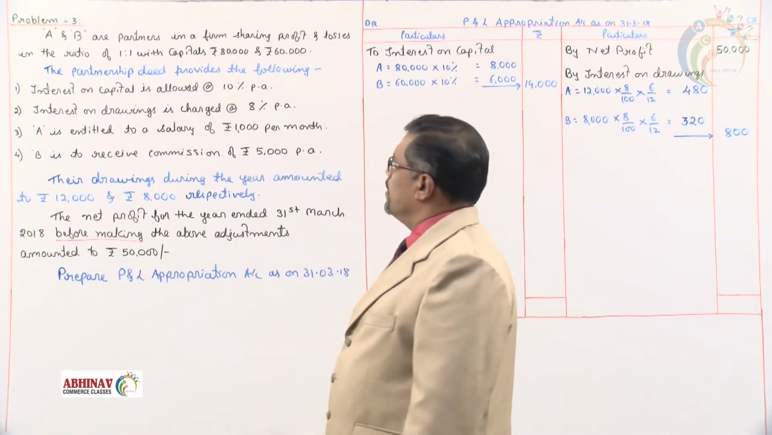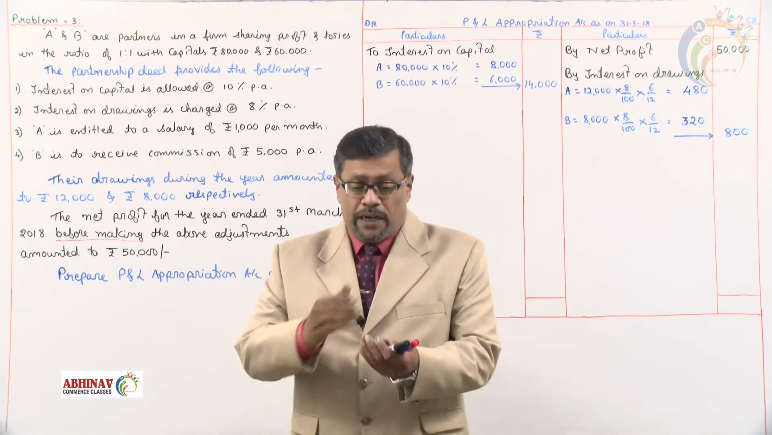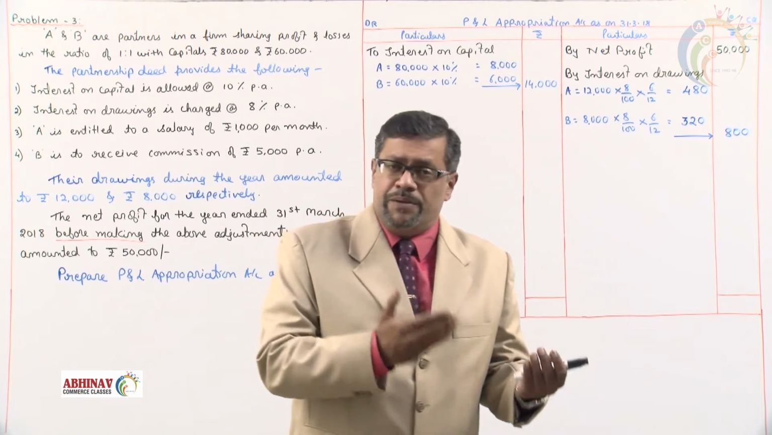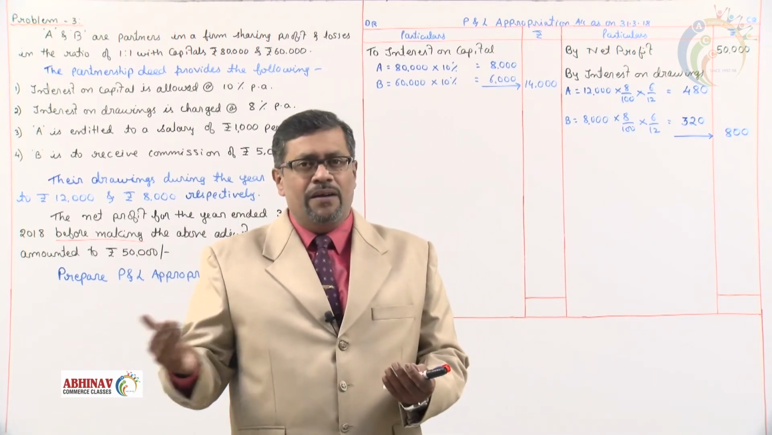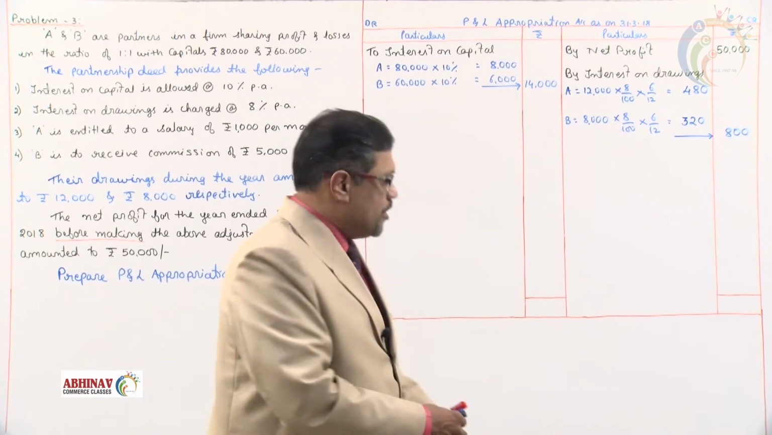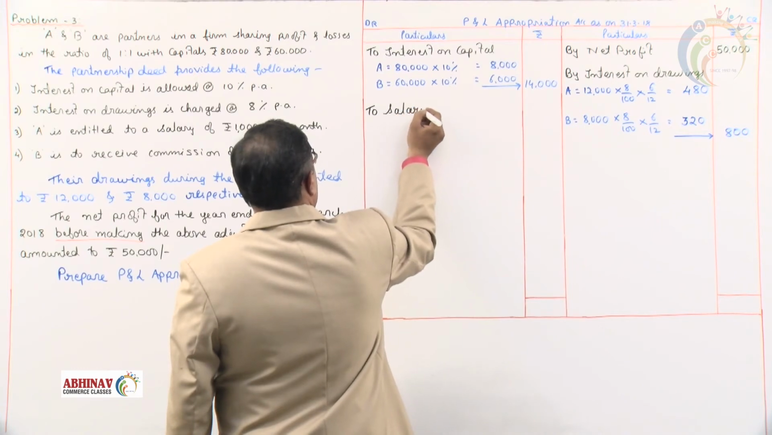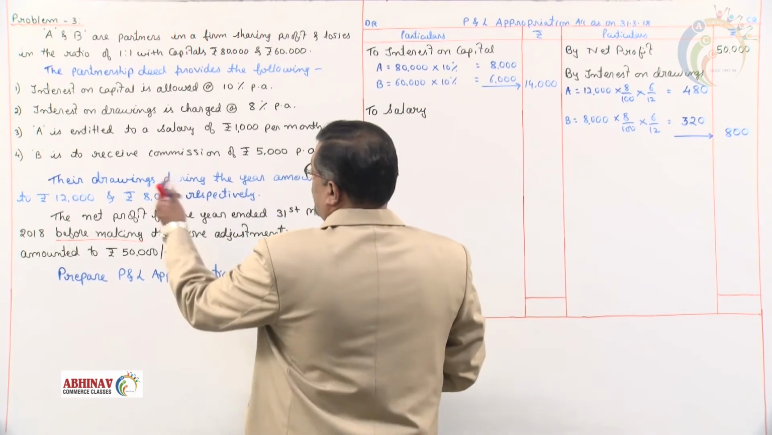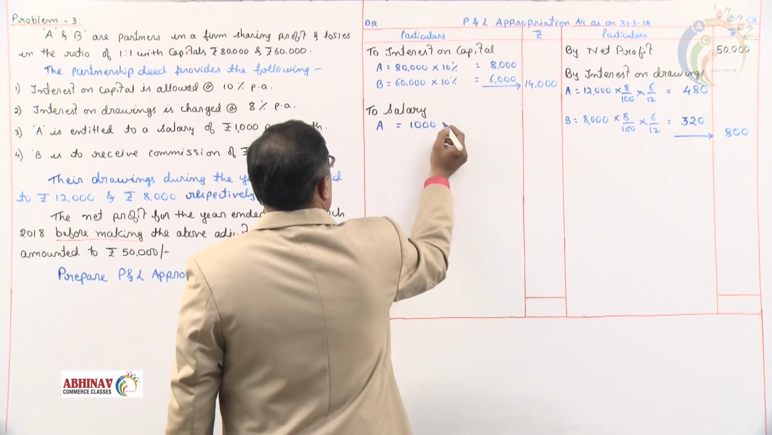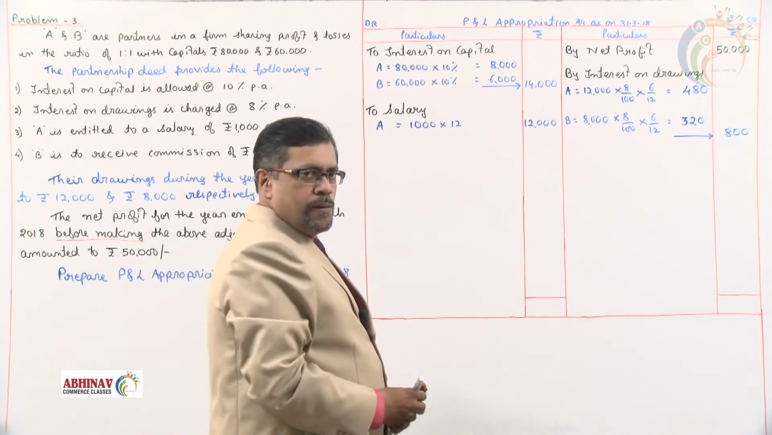Now, after that, A is entitled to a salary of 1,000 rupees per month. So, the partnership firm has to pay salary to A. Whatever is the work done by A for the partnership business, for that the firm is paying salary. When the firm pays anything, it becomes an expenditure to the firm. Expenses will debit. To salary. This salary is paid only to A, rupees 1,000 per month. So for A, it's 1,000 into 12 months. What we get is rupees 12,000.